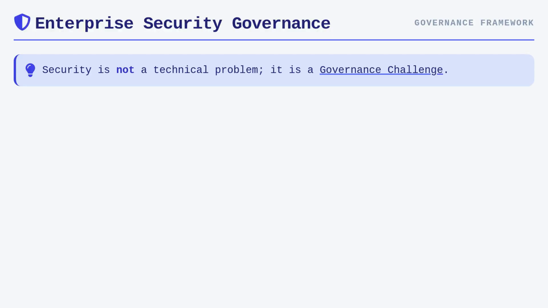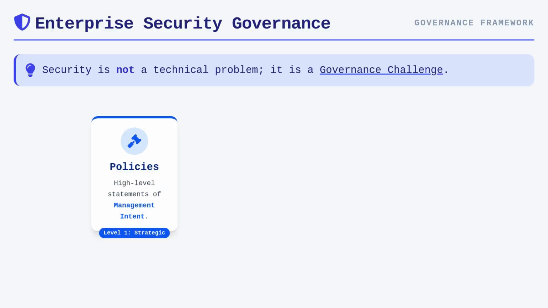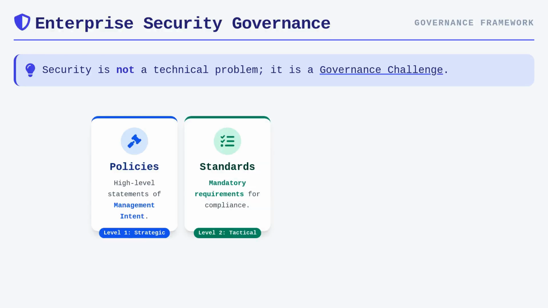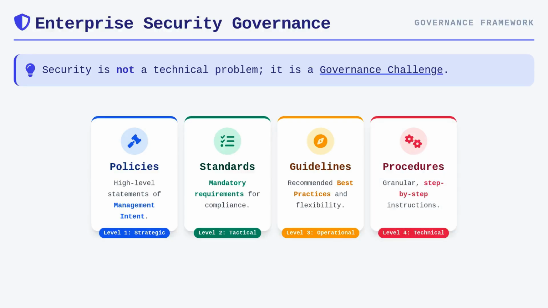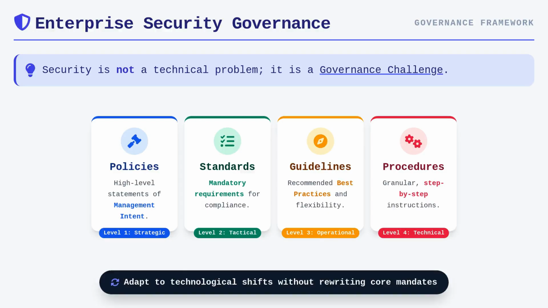We differentiate documentation by its level of abstraction, starting with policies as the high-level statements of management intent. Standards follow as the mandatory, specific requirements that all systems must meet to remain compliant. Guidelines provide the recommended best practices, offering flexibility where absolute rigidity is not strictly necessary. Finally, technical procedures describe the granular, step-by-step instructions for implementation. By separating these layers, you ensure that your security program can adapt to technological shifts without requiring a rewrite of your core business mandates.